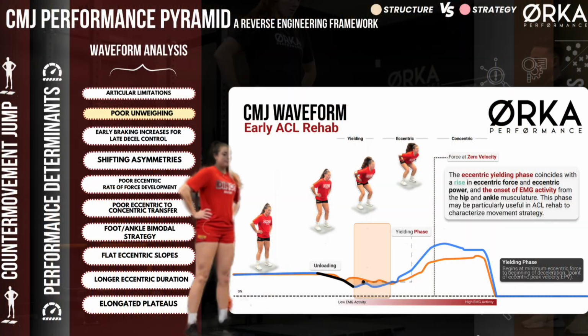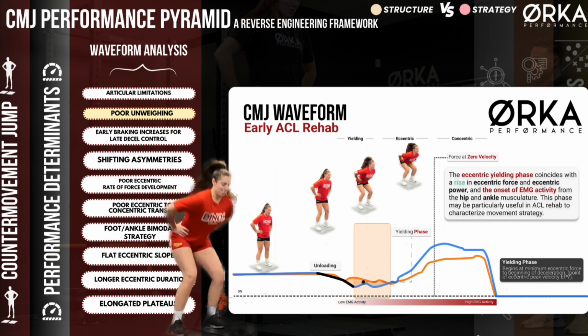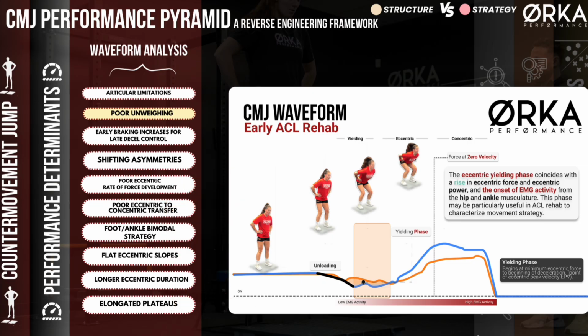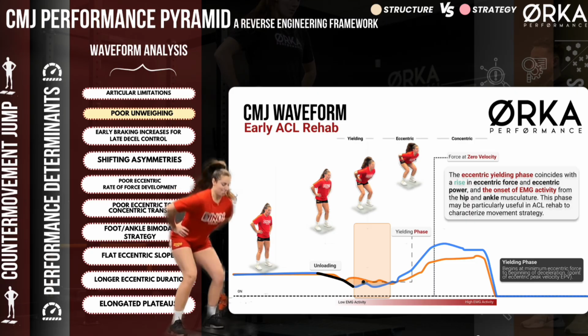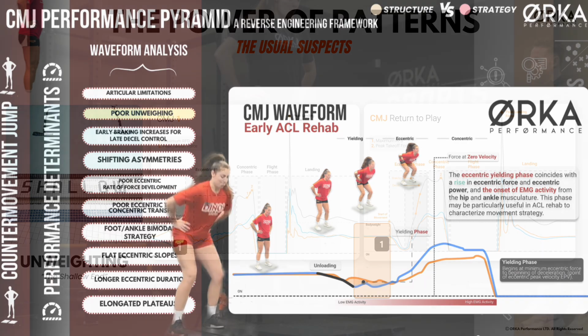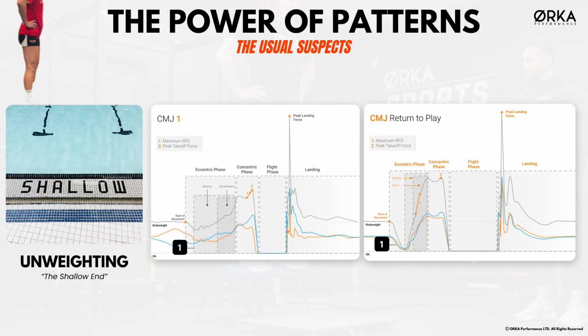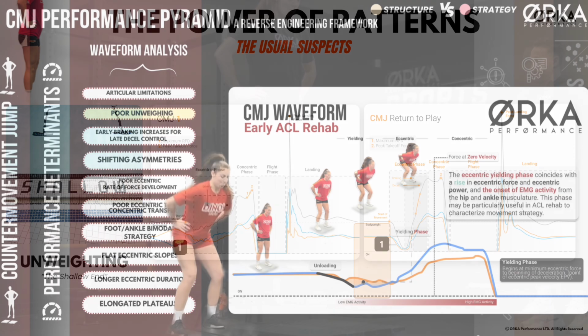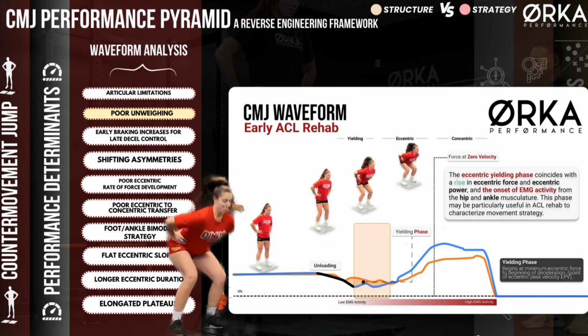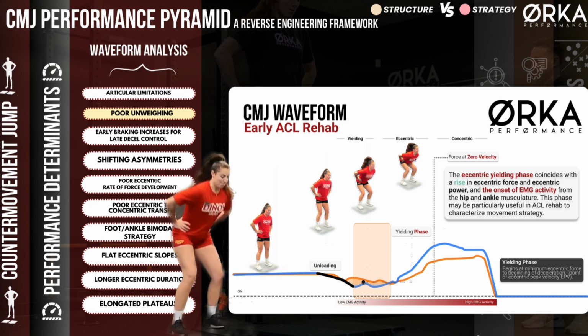So one of the strategies that we'll see a lot in ACL rehab is poor unweighting. So what we get is that eccentric yielding phase as that athlete starts to drop and unweight. That's really where we get this rise in eccentric force and eccentric power, and that's where the onset of EMG activity is from the hip and ankle. This phase is really useful in ACL rehab to characterize movement strategy. And again, just like the shallow end earlier, it shows just their ability or their willingness to unweight and deal with the impulses required for deceleration.